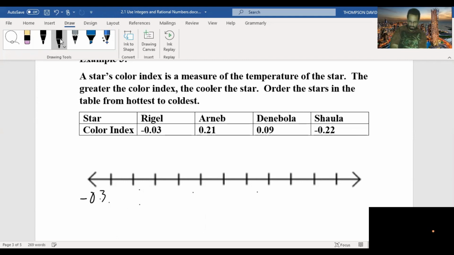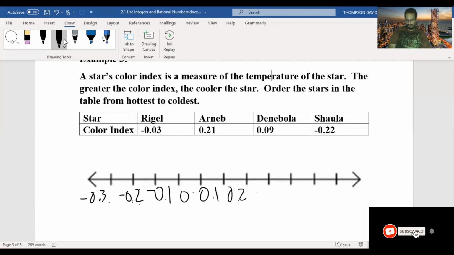Negative 0.3, negative 0.2. Next will be negative 0.1. We have 0, then we have 0.1, and then 0.2, and so on. So first, negative 0.3 would fall between 0 and 1.